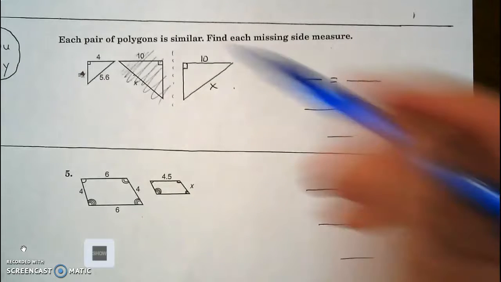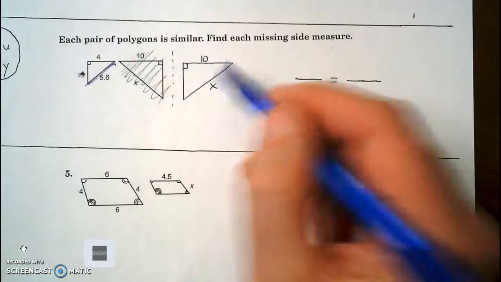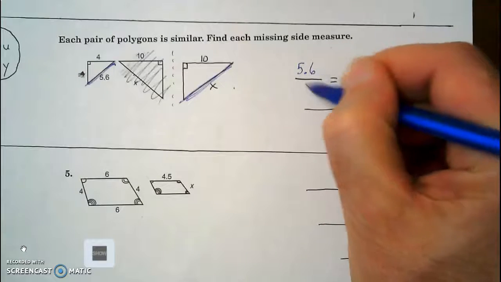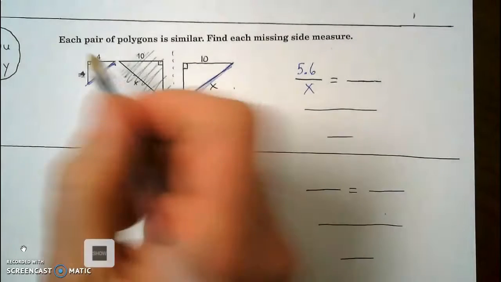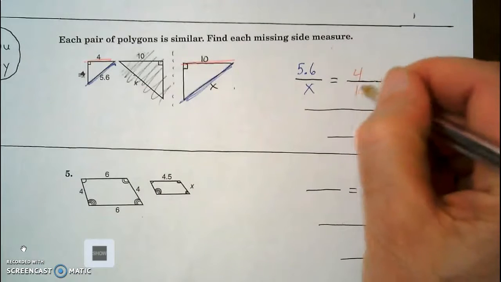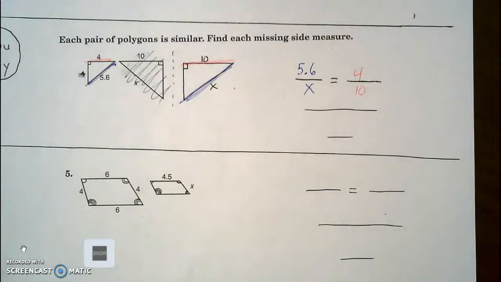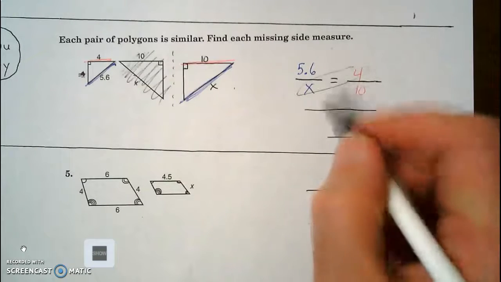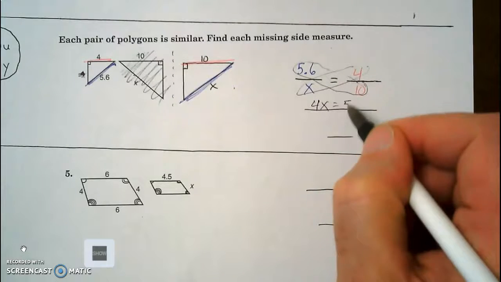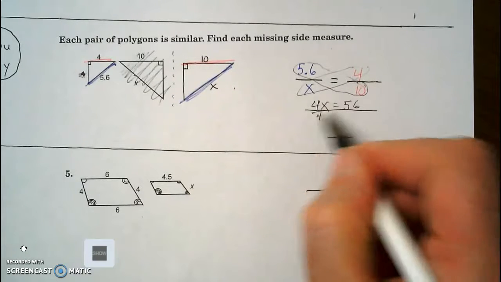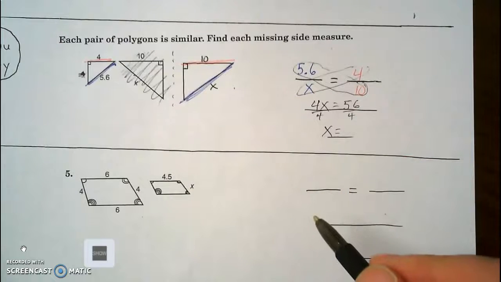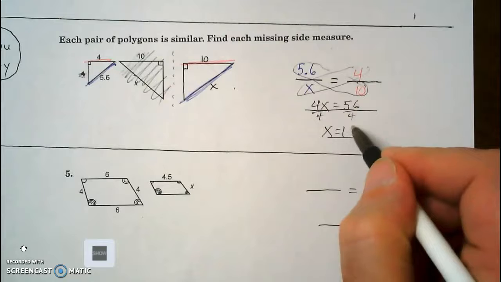So again, I said I will use the side with x first. 5.6 over x. And I'll use the 4 over 10. Okay, cross multiply. 4 times x equals 10 times 5.6 is 56. Divide by 4. X equals 14.